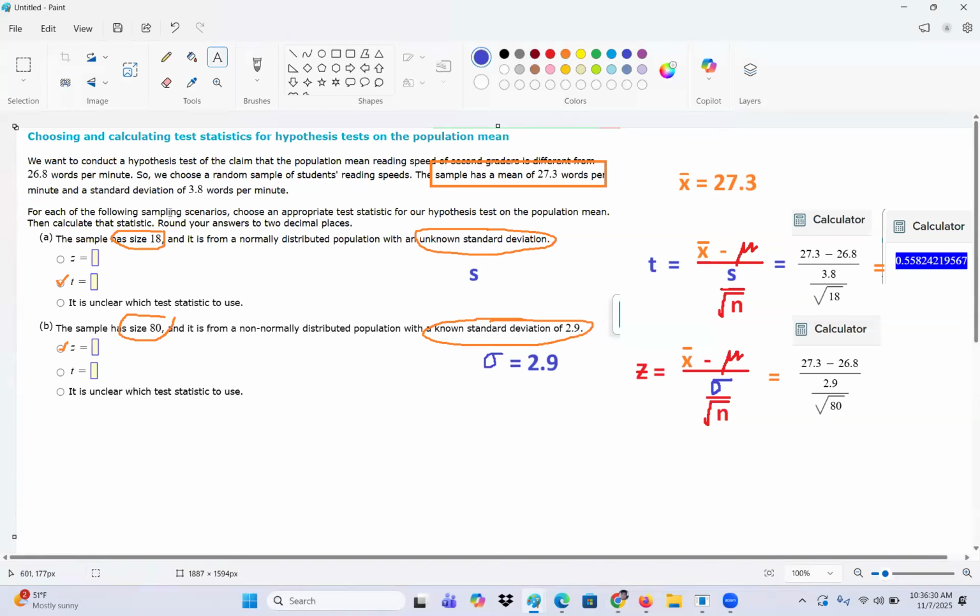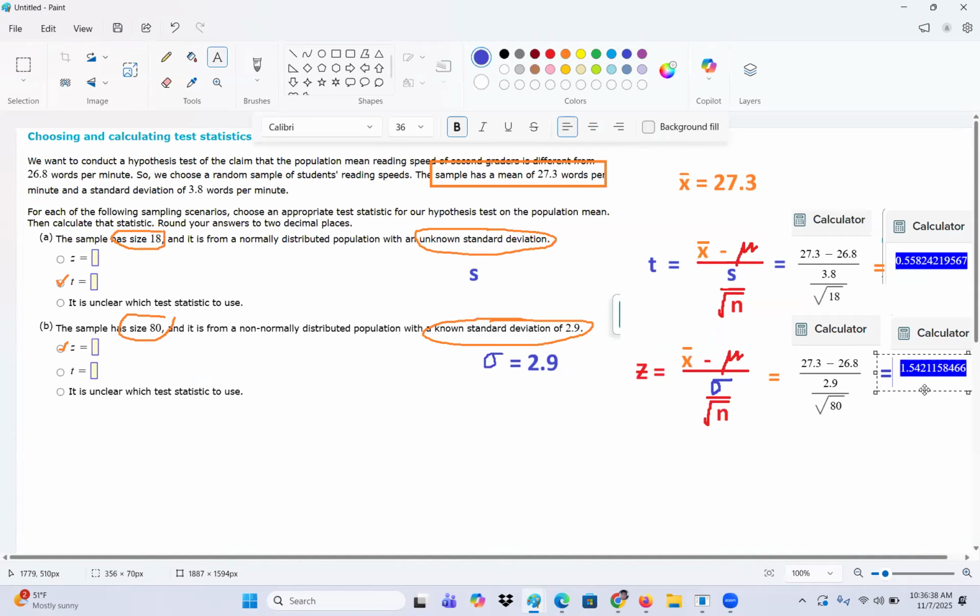Okay. You want to split these into their prime factors, right? So if you have x squared, you want to break it down into x times x.